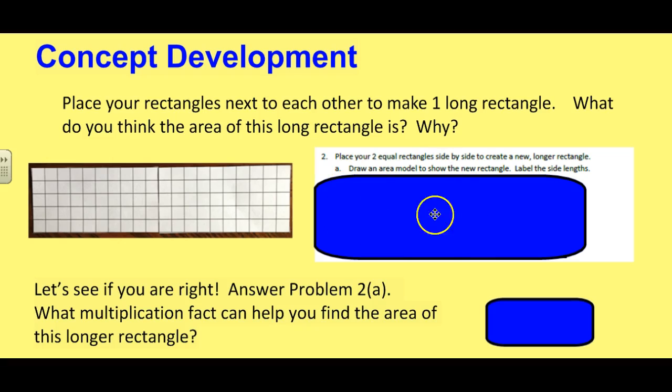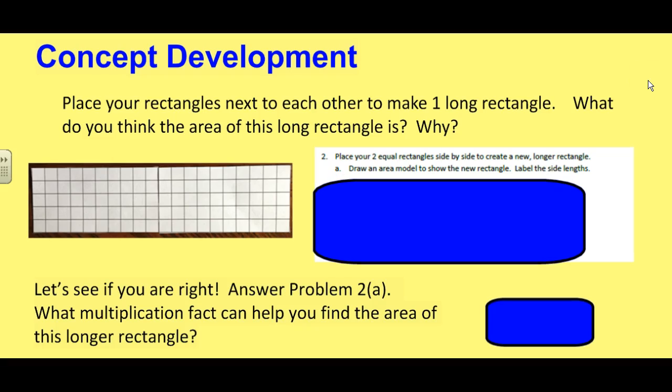So for number 2 on your problem set, it said place your two equal rectangles side by side to create a new longer rectangle, which is what we just did. And it says draw an area model to show the new rectangle and label the side lengths. So remember, an area model is just a rectangle, it doesn't have any of the squares inside of it. So you'll need to draw a rectangle, and you're going to need to label the side lengths of that rectangle. Whenever you're ready to check your answer for number 2 on your problem set, you can push play.